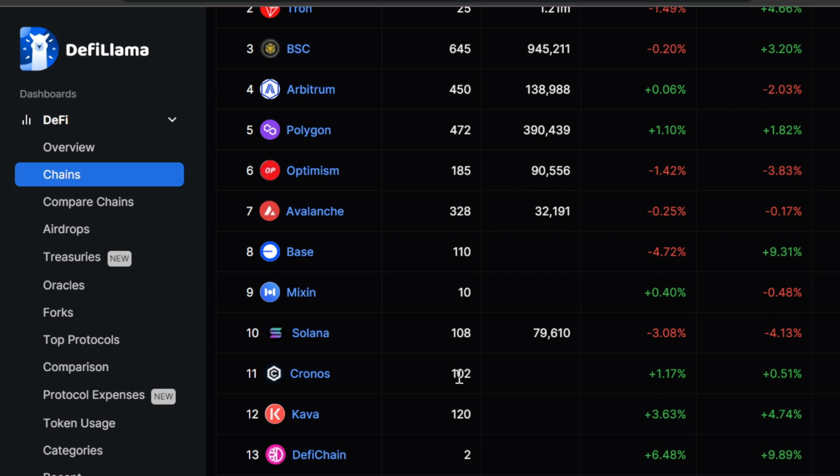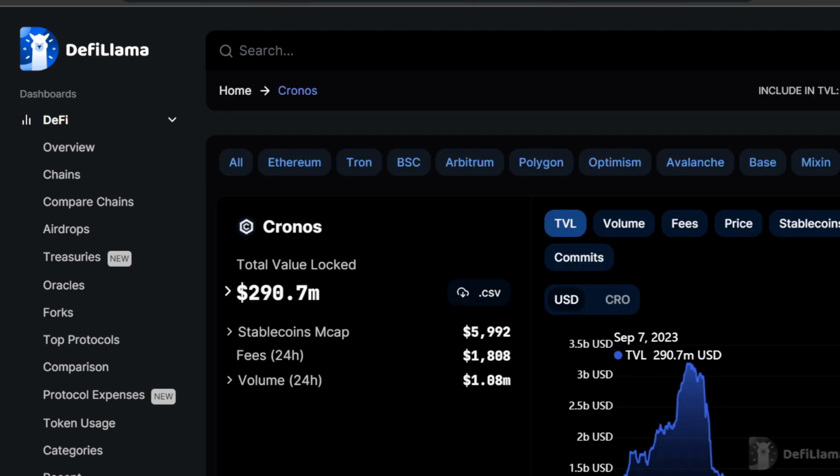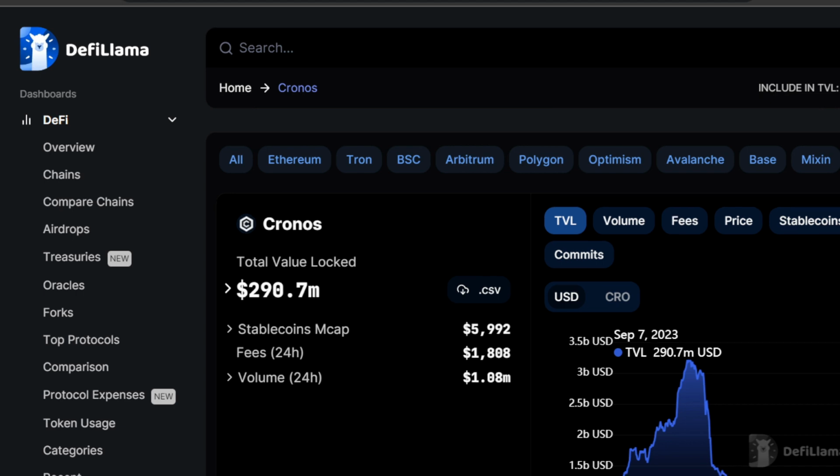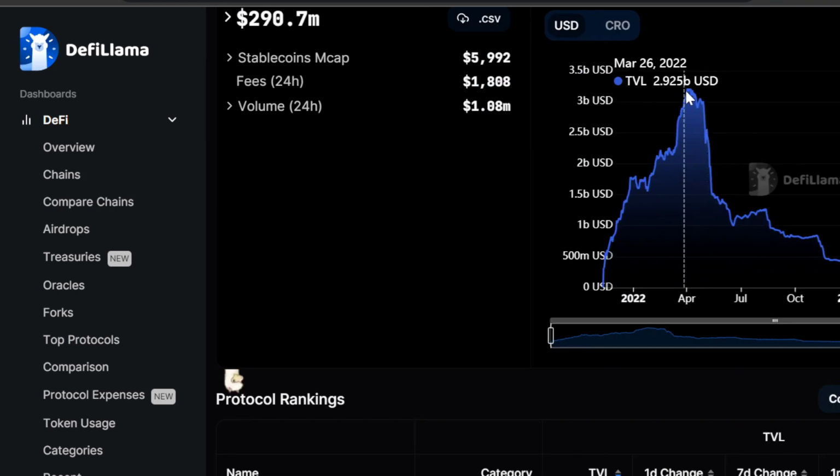Now, all dApps are not equally created. You got to know which dApps to really use. But if you find some good dApps that give you decent returns, that's going to be very bullish. And we saw in April how it was $3.1 billion locked on Cronos blockchain. And this is very big. I do believe we can get back to those numbers, but only time will tell.